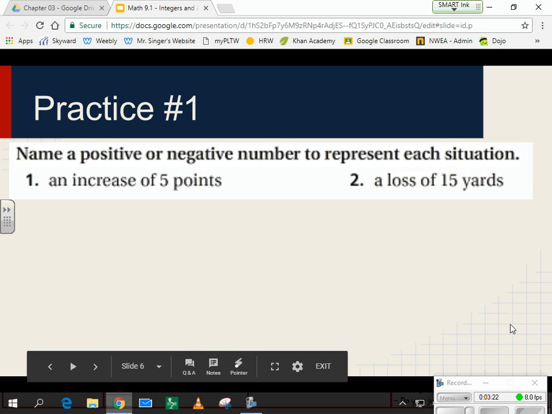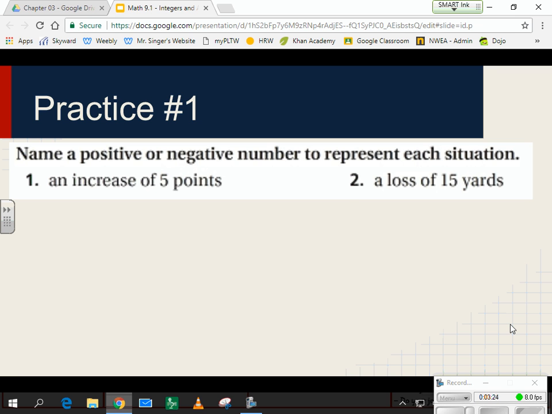All right, you have 2 that I want you to do on your own. Go ahead and write down in your notebook, practice 1, and the answer to an increase of 5 points and a loss of 15 yards. These are the answers you should have come up with, plus 5 or 5 for number 1, and minus 15 for a loss of 15 yards.